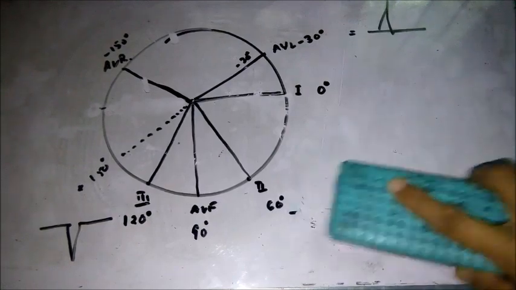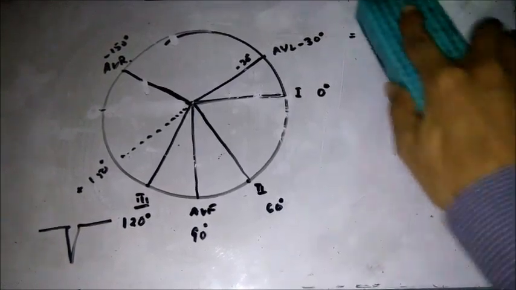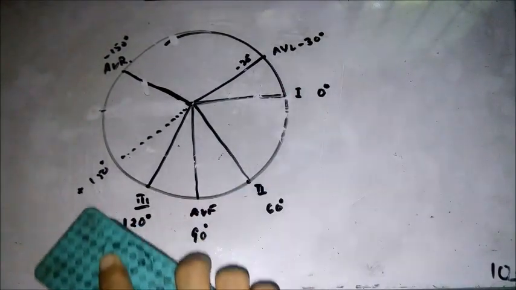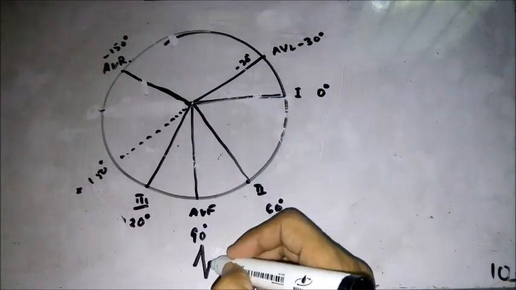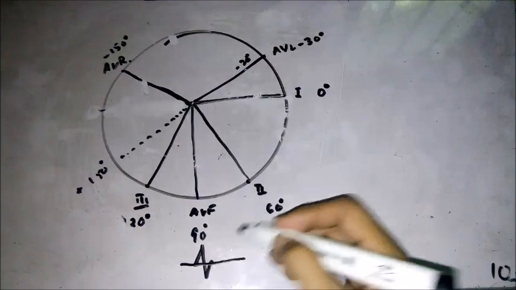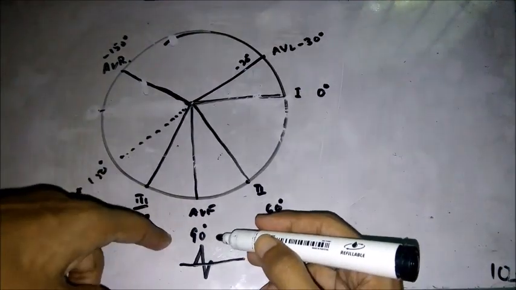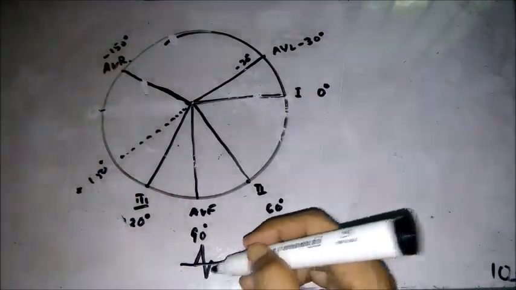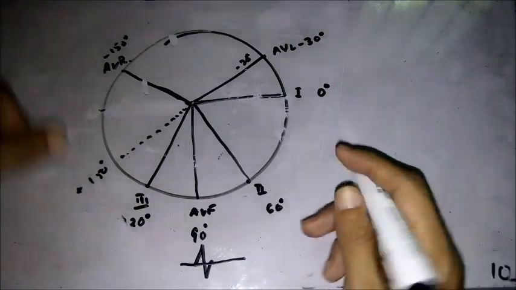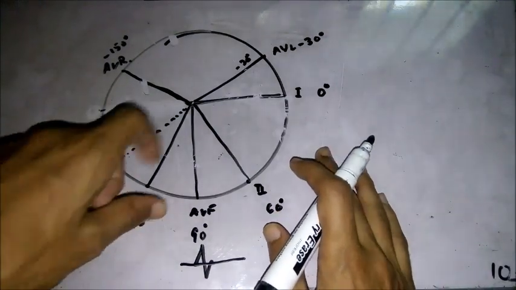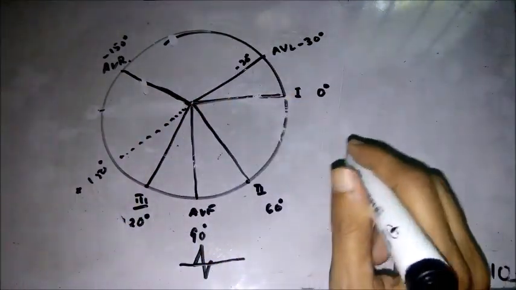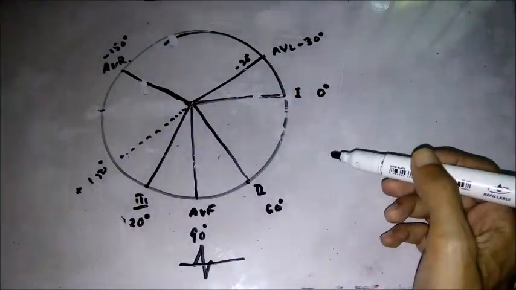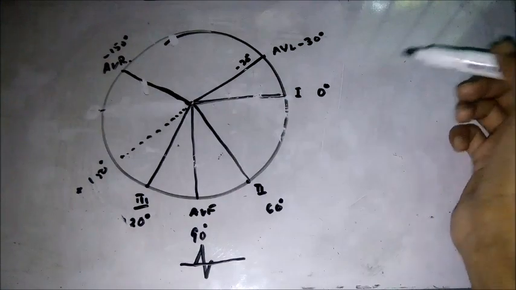Then similarly, let's take another lead to be isoelectric. So let's just assume that AVF is now the most isoelectric lead, right? So AVF is showing an equal amount of positivity and negativity. So we can actually say that now the axis is going to be either on 0 degrees or on 180 degrees, right? How to determine that? We look at the leads.